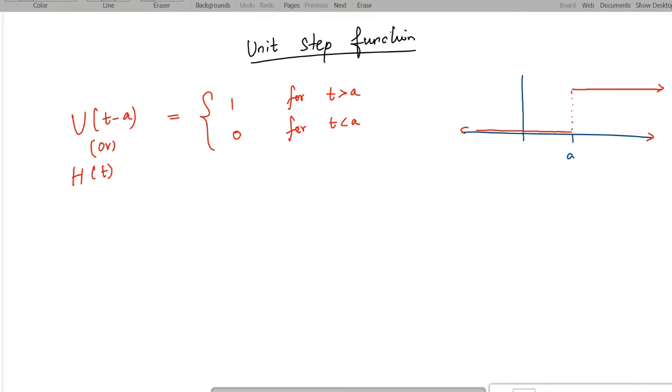The unit step function u of t minus a equals 1 for t greater than a, and 0 for t less than a. So this is the graph of this function. Another name for the unit step function is the Heaviside function. Now I am going to find the Laplace transform of this function.